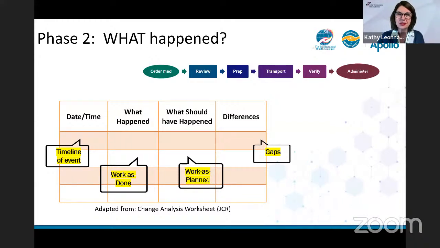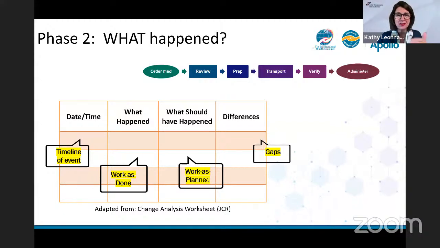The second tool that I really like is shown here. It's a change analysis worksheet. That's what our Joint Commission tool is that we have in one of our publications, also called a comparative timeline. You may have a different tool. The important point here is that you create a very detailed timeline of the event.